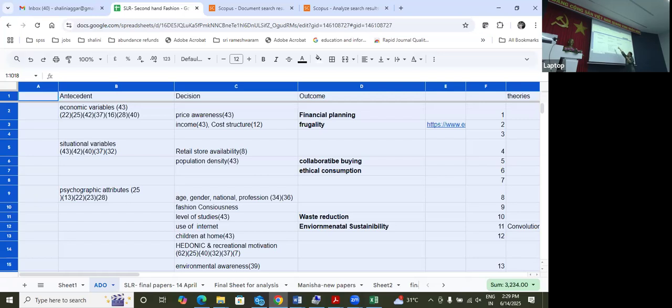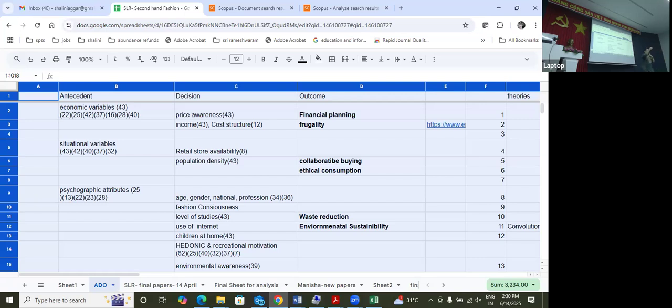That is the economic factor, and price awareness, income level, cost structure. So this is the main factor, this is the sub factor. So can we find out the relationship between the two? Right. And what is the outcome? Financial planning. Maybe the people are interested in doing financial planning. So that is why they are going for the economic variables. So how did you get this? From the past papers that you have extracted from the Scopus database.